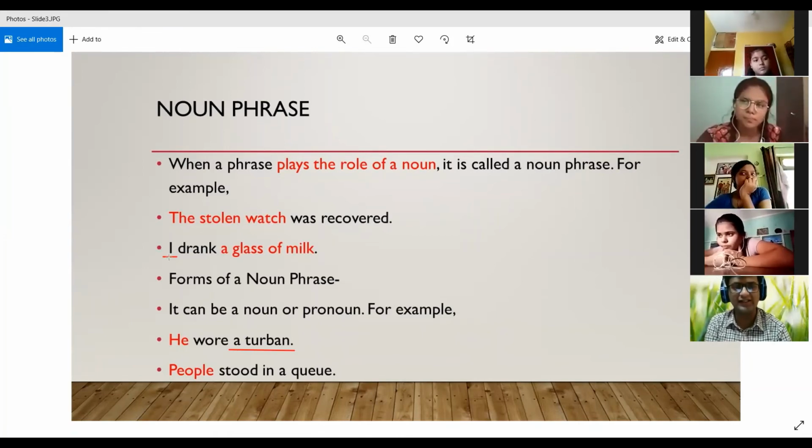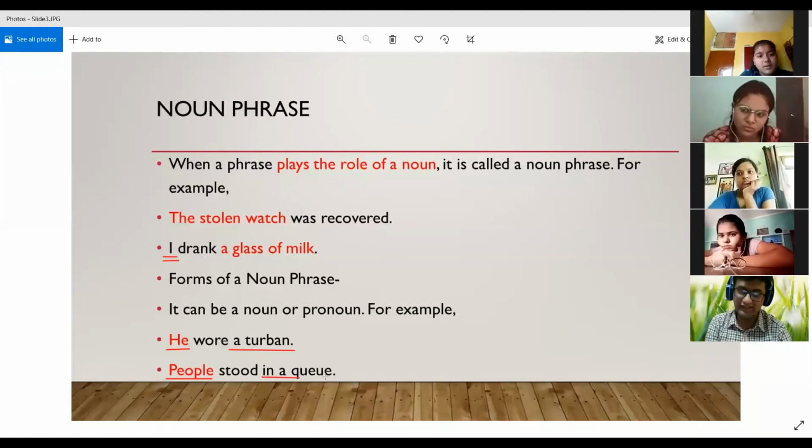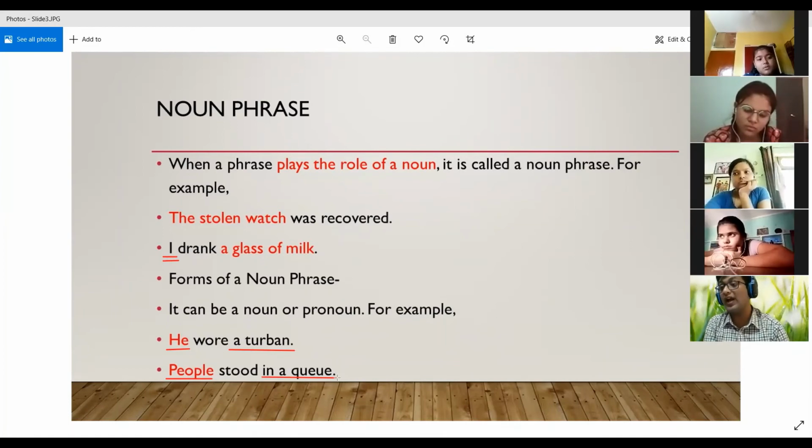So in the second sentence, I can also be what? It is a noun phrase. I is a noun phrase over here. He in this sentence, he wore a turban. He is a noun phrase. Understood? People over here is a noun phrase. Okay, got it. And sir, this people stood in a queue. Sir, in a queue is prepositional phrase. Yes, in a queue over here is a prepositional phrase, and it is also adverb phrase. Why? Because it is answering the question where people stood. Stood over here is the verb, right? Yes, sir.